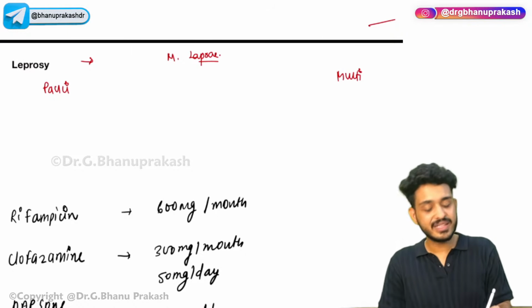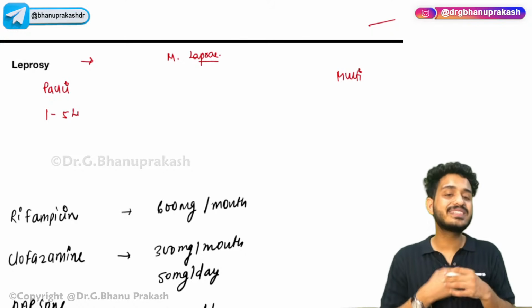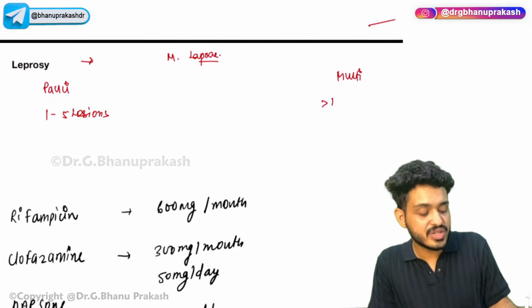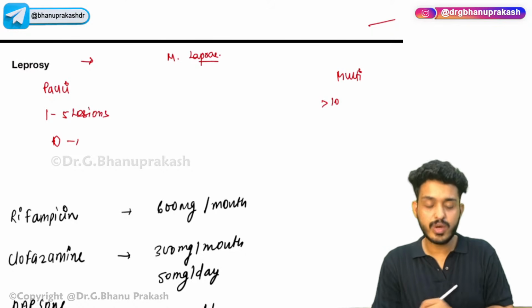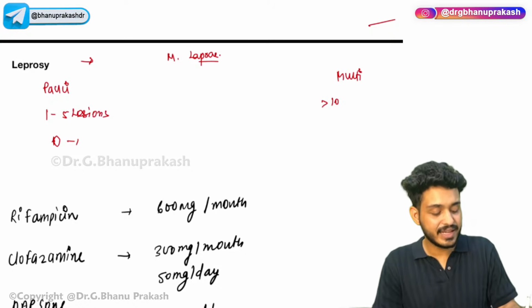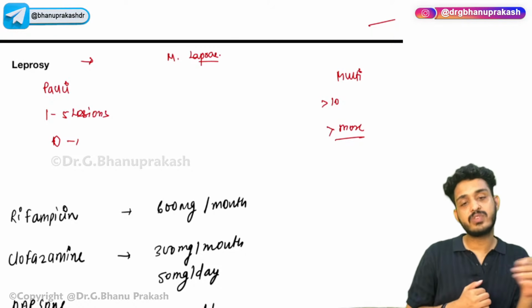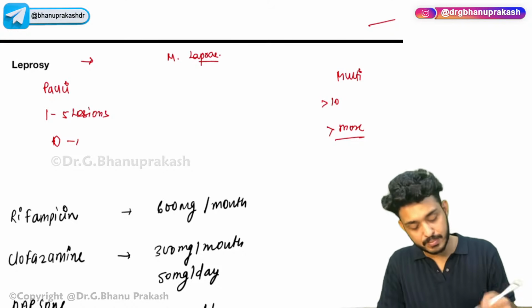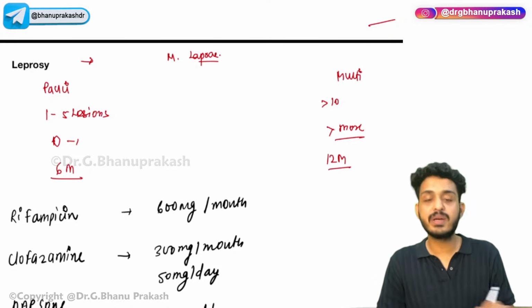So paucibacillary means 1 to 5 hypoanesthetic lesions will be there, which means there will be less sensation. If the lesions are more than 5, we call it multibacillary. Second thing, if there is 0 or 1 nerve involvement, we call it paucibacillary. If there is more nerve involvement, 2 or more, we call it multibacillary. On the basis of that we give the treatment. For paucibacillary, the treatment will be for 6 months, and for multibacillary the treatment will be for 12 months.